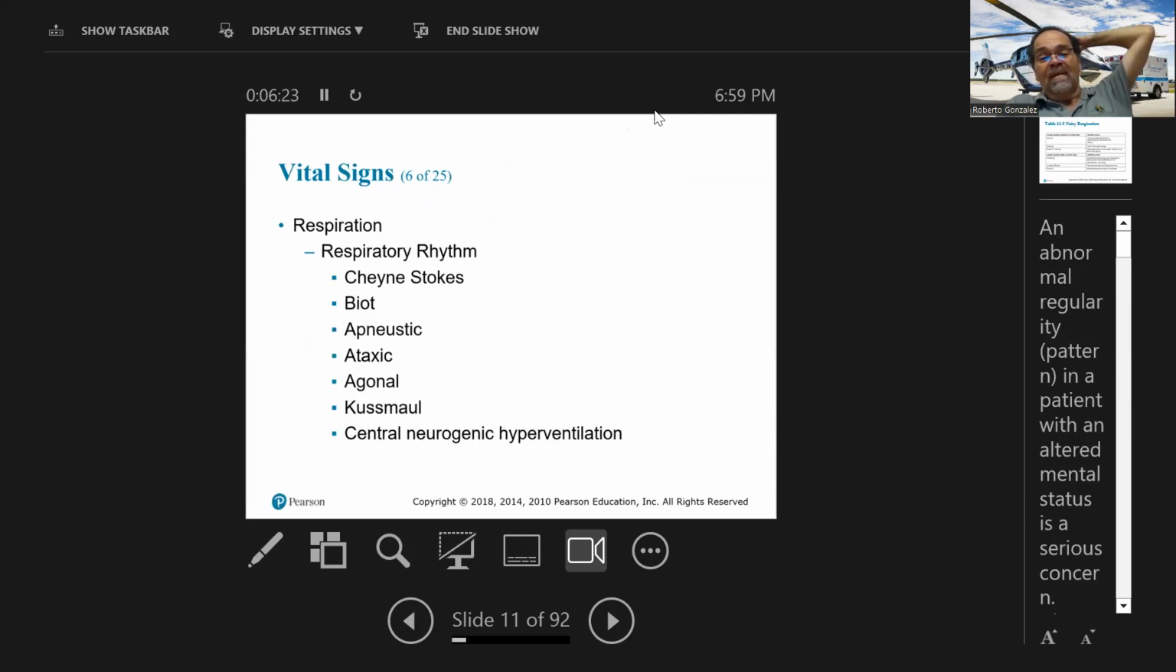Respiratory rhythm. We have different breathing patterns. One of them is called Cheyne-Stokes. We have Biot's respirations, apneustic respirations, agonal respirations, Kussmaul respirations, and central neurological hyperventilation.